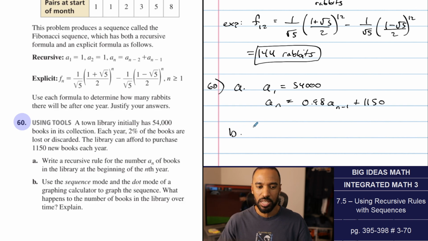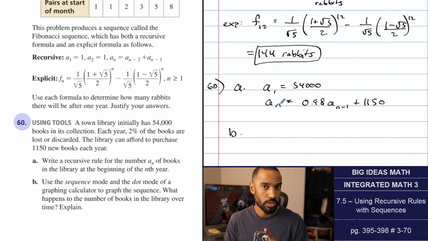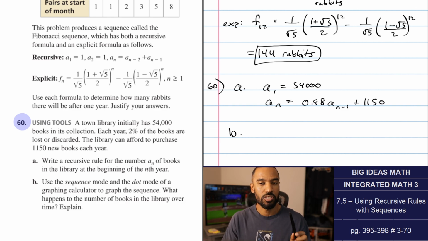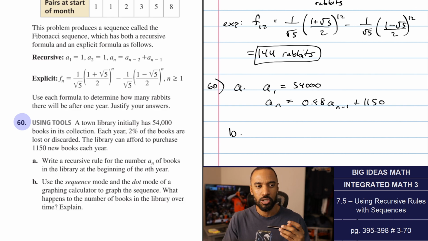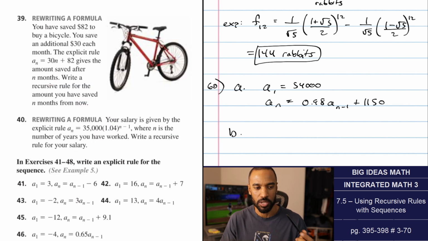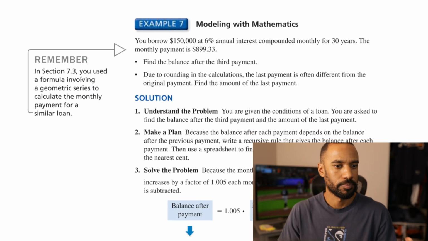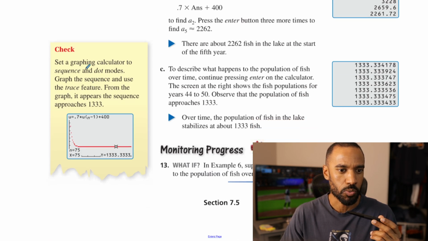Part B, use the sequence mode and the dot mode of a graphing calculator to graph the sequence. I haven't used them before, so I don't know how it works. I'm going to have to look it up. What happens to the number of books in the library over time? Explain. Okay, this might have been something that we saw. If you recall, there were other sections in lectures, if you saw them, where they had an image. Oh, they might have it on this one. Give me 1 second. Let's go back a little bit here. There was an image I saw of something. I ignored it. This one.